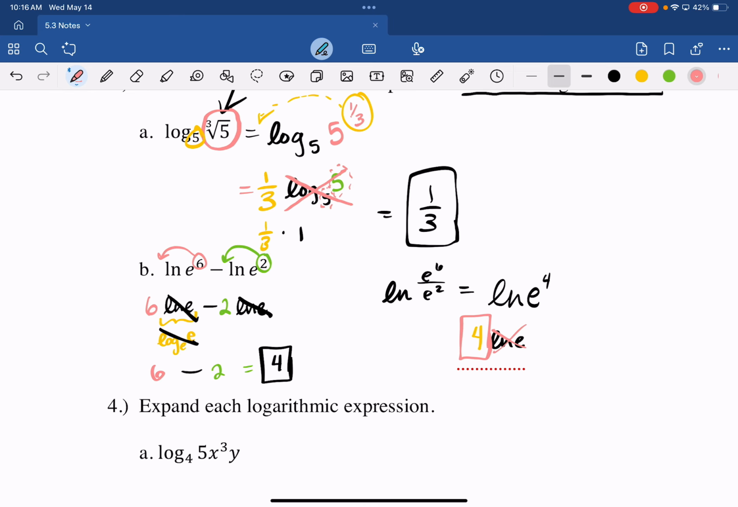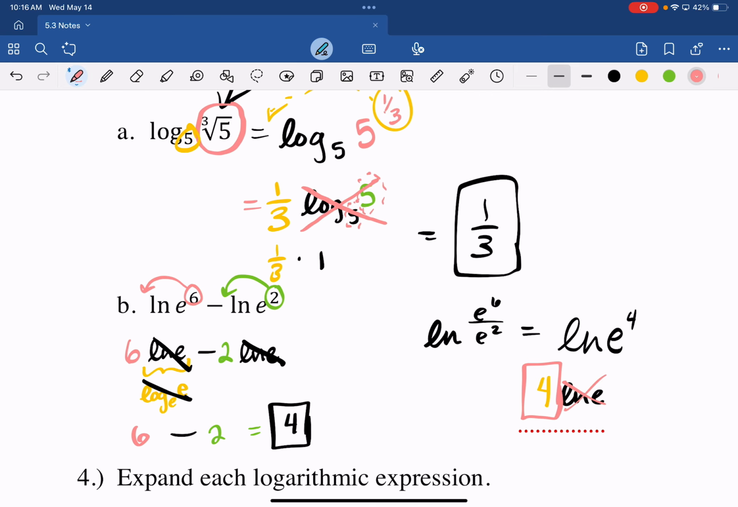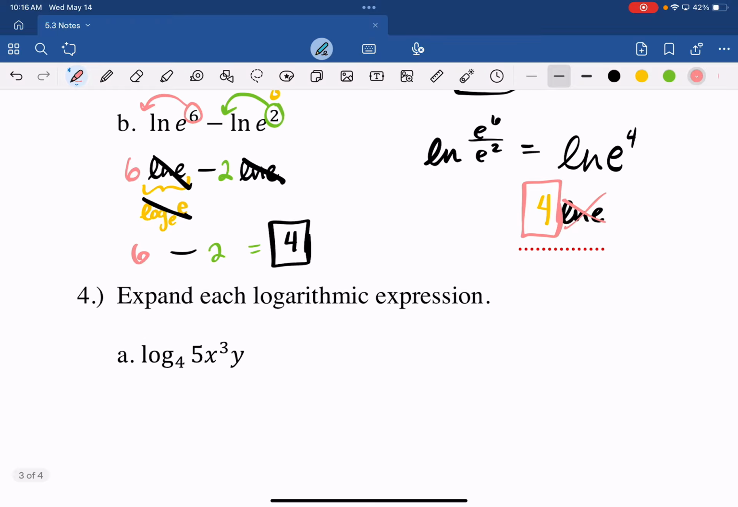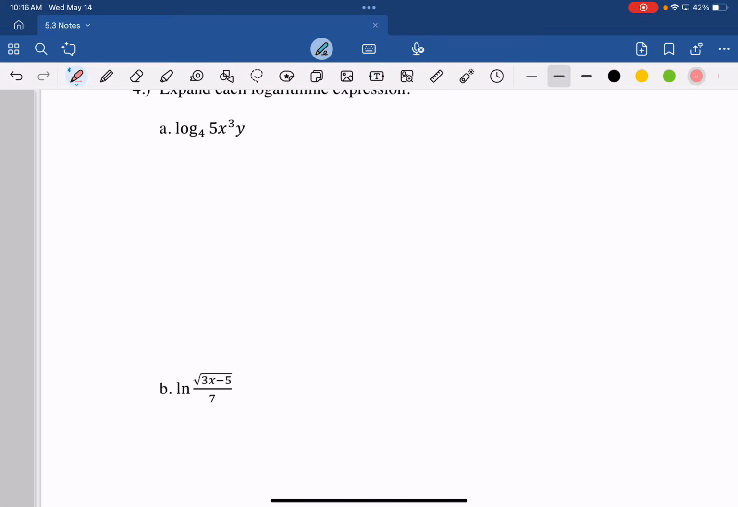So a lot of these, there's a couple routes you can go with our properties. It depends on the order that you use them, but you should always get to the right answer if you use the correct properties. Any questions on that one? No. All right, last one, number 4. We're going to do A and B and then we're done.